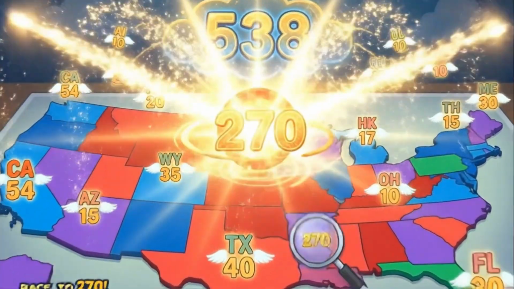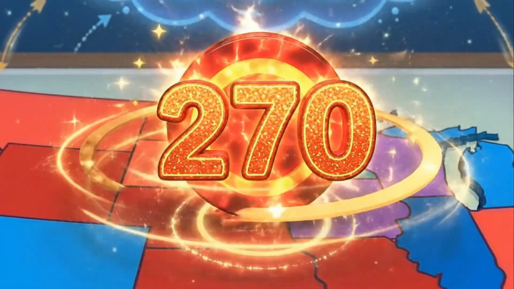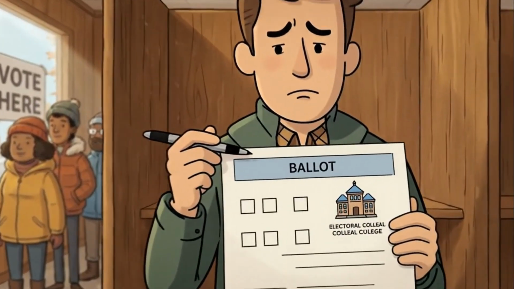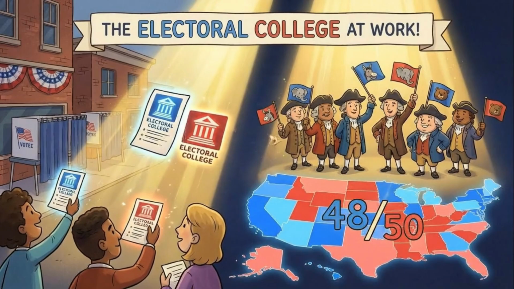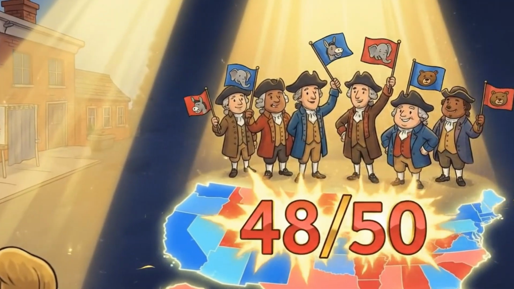There are 538 electoral votes in total nationwide, and a candidate needs to win a majority, specifically, 270 electoral votes, to become president. When you go to the polls on election day in November, you're not directly voting for a presidential candidate. Instead, you're voting for a slate of electors who have pledged to support a particular candidate.